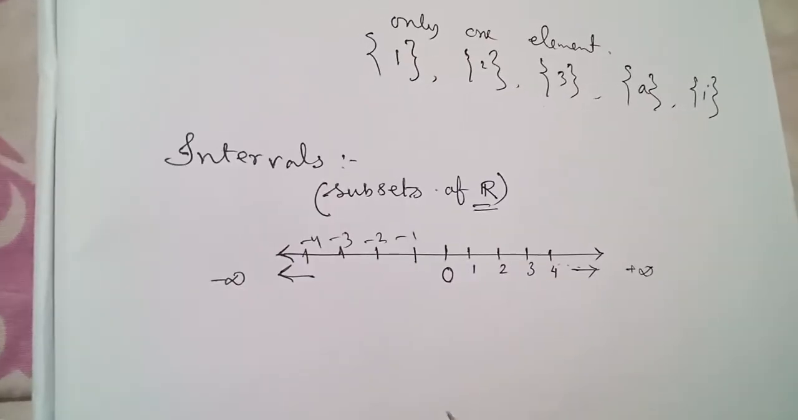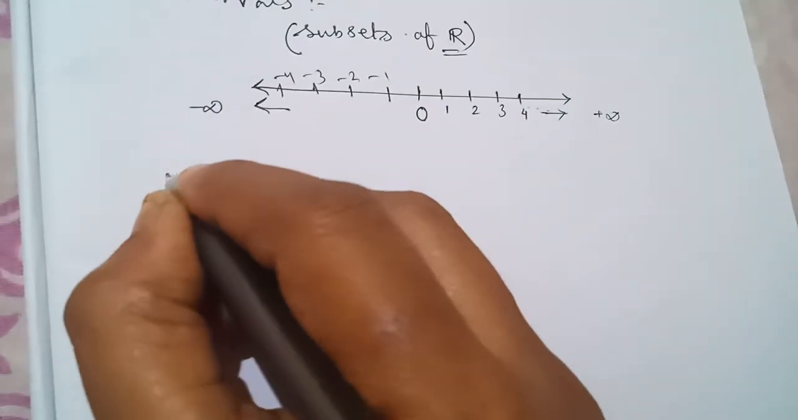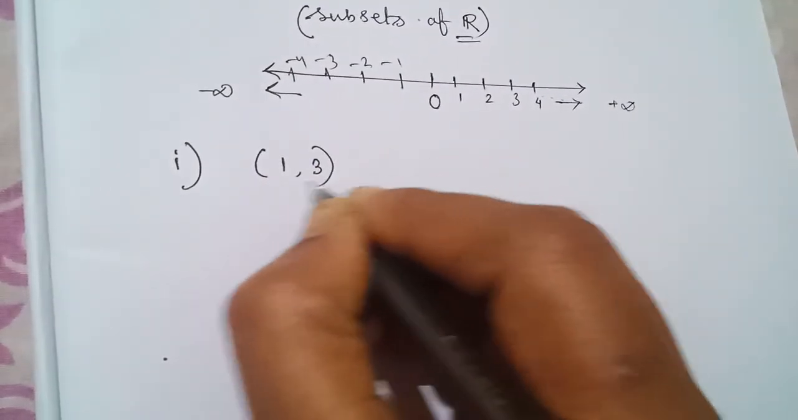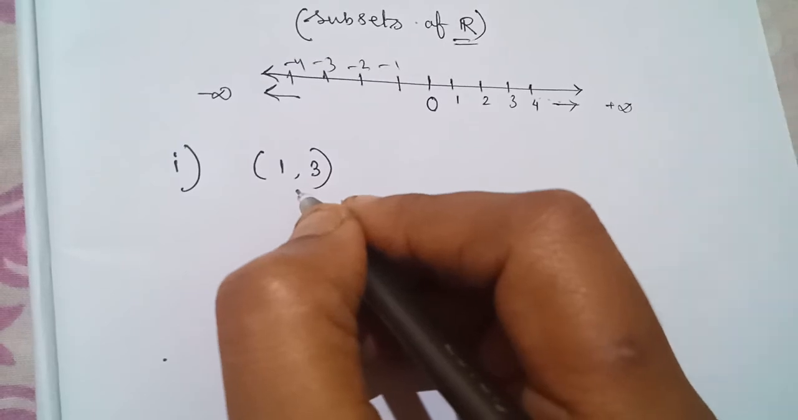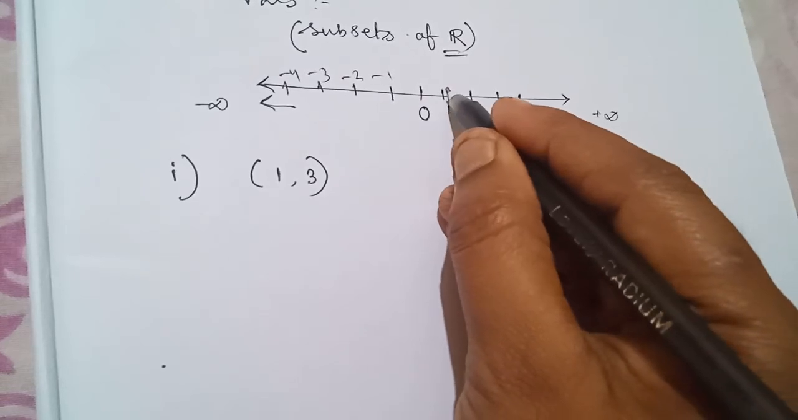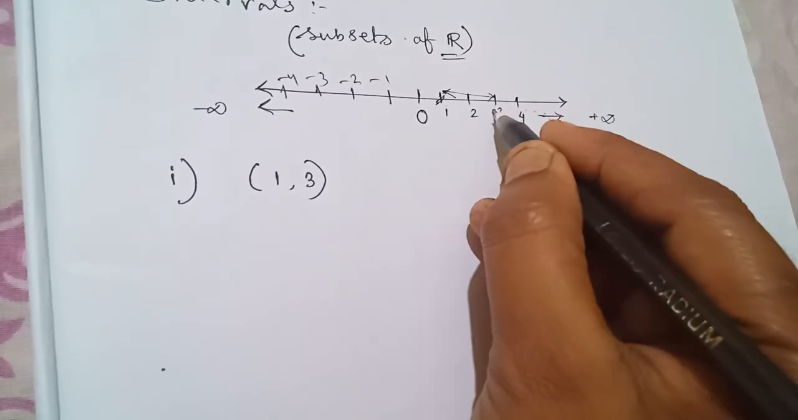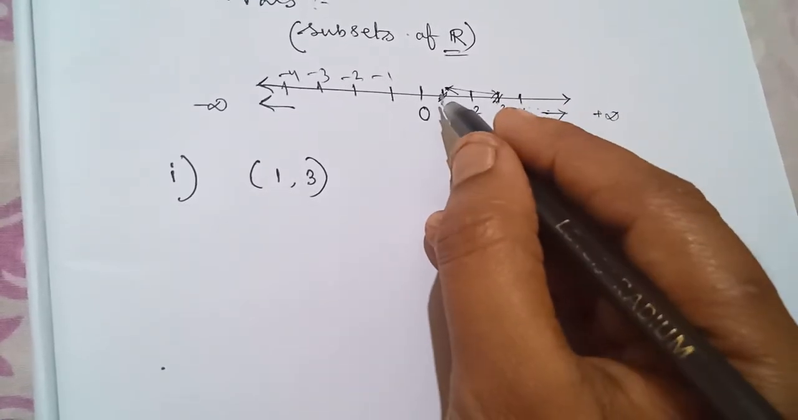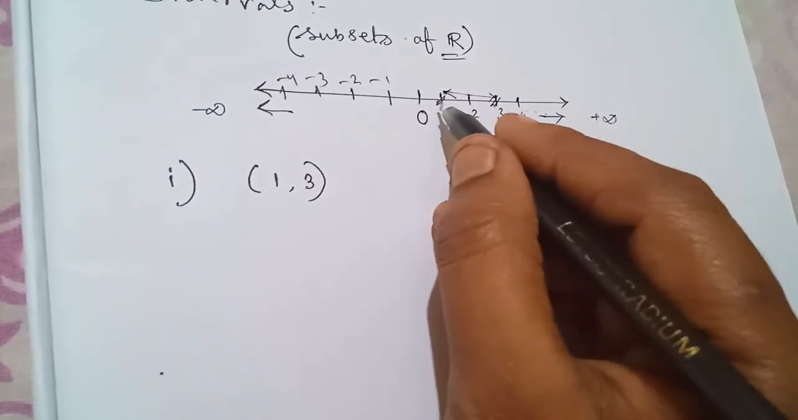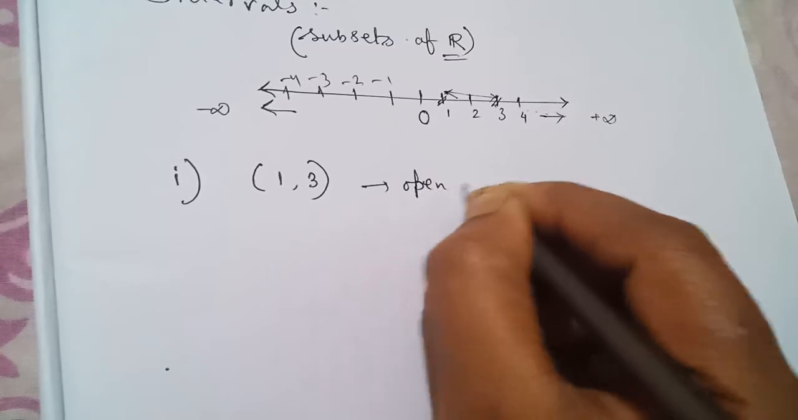Okay. Now, there are 3 types of intervals. Number 1. Suppose I am writing (1, 3) inside first brackets. This set contains all numbers between 1 and 3, but not 1, not 3. After 1, any element. Before 3, any element, but not 1 and not 3. And this is called an open interval.